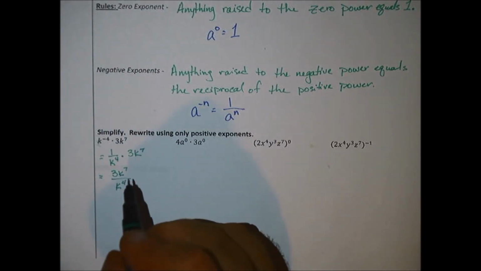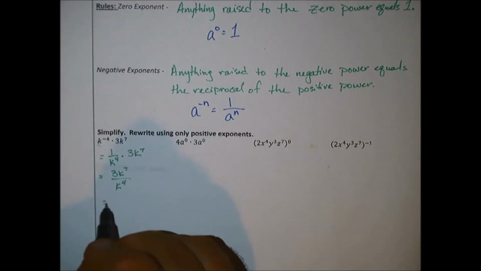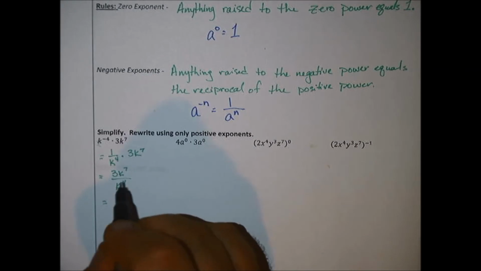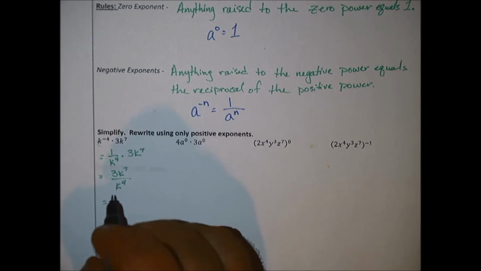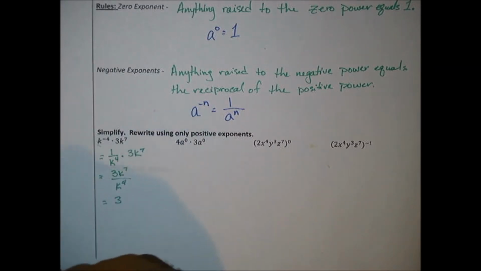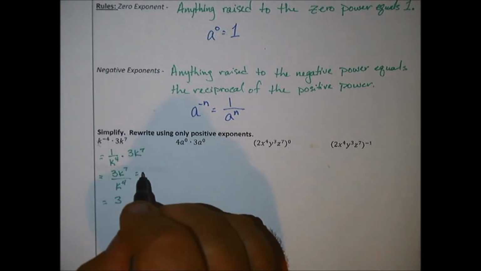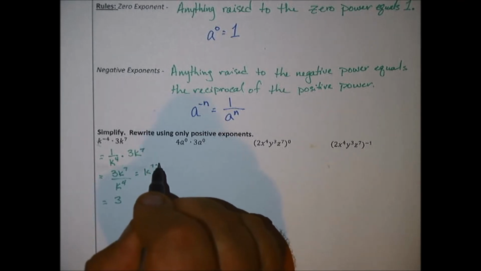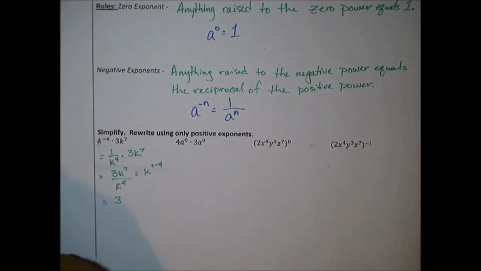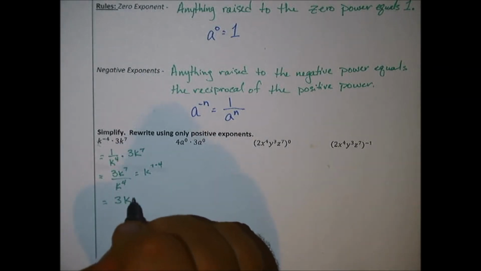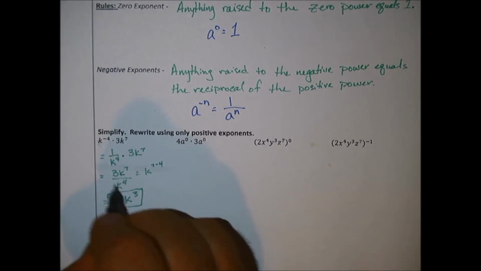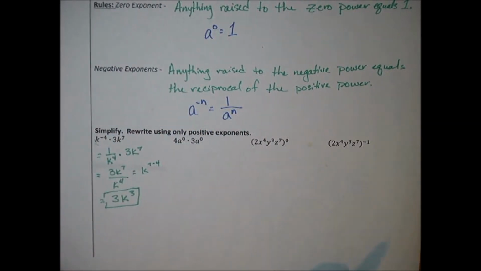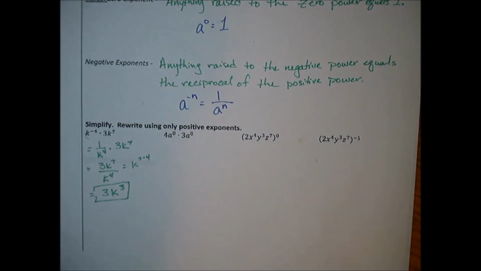Now I can use my quotient property and rewrite it. We have only positive exponents, so technically this could be an answer, but it's not in its simplest form. So the 3 is just going to be by itself, and here we have k to the 7th minus 4. 7 minus 4 is 3, so I'm going to get 3k to the 3rd. And that'll be my final answer. It's a lot simpler than this one. Like I said, this can be an answer, but it's not very simple. Okay, let's move on to the next one.